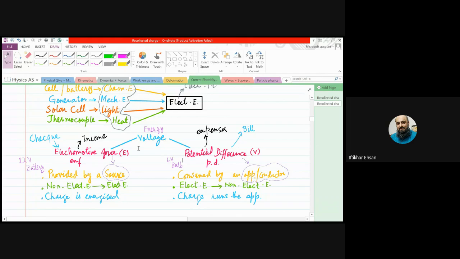The voltage or energy which is provided to the circuit, and actually that is provided to the charge, is called EMF, electromotive force. And the energy which is taken away from the charge, and who is doing this? Appliances. Those appliances consume energy of the charge. The energy consumed by appliances is called potential difference, represented by V.